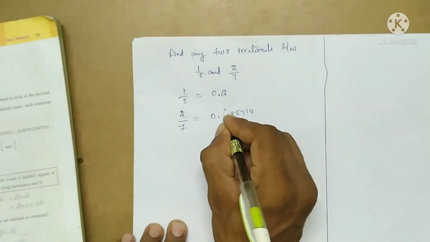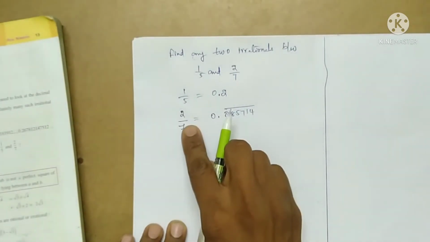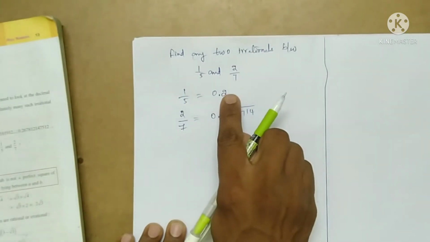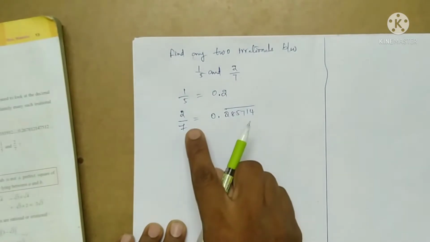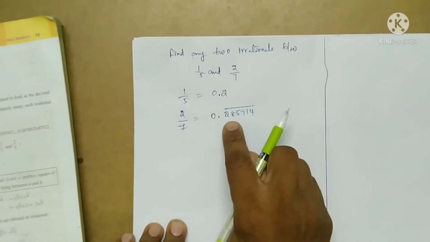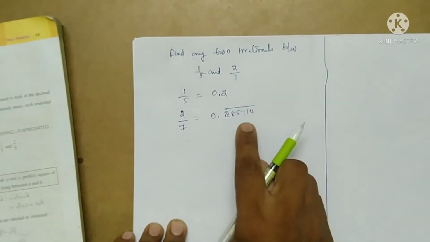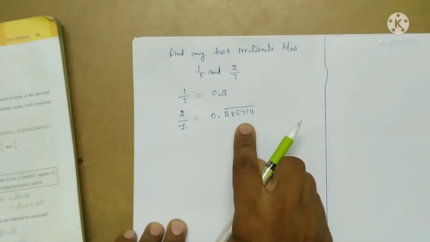0.285714 is the decimal form of 2/7. This is the decimal form of 1/5. This is a terminating decimal expansion. This is a non-terminating repeating decimal expansion. This is terminating. This is recurring.